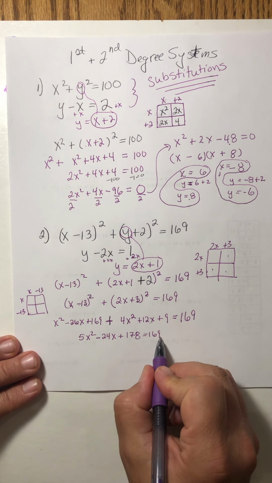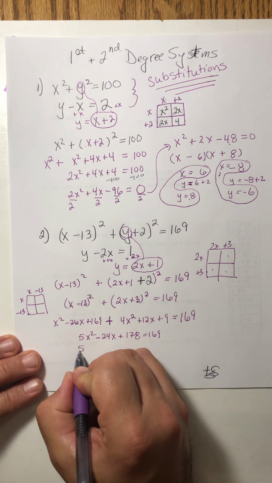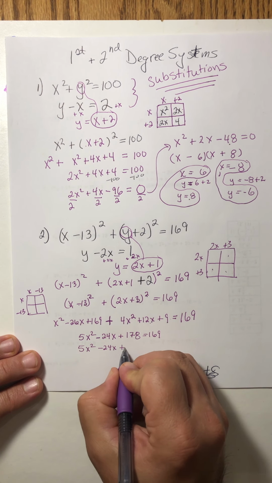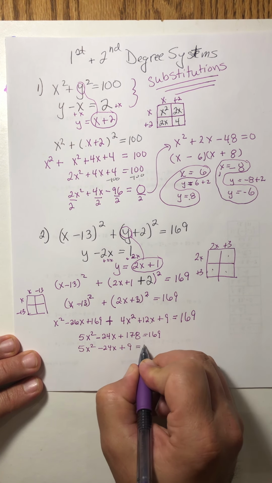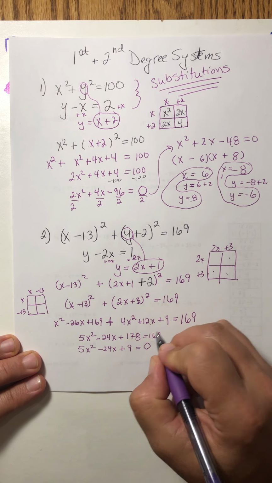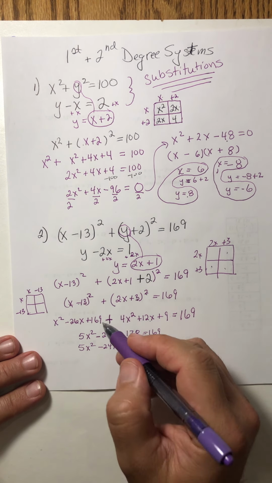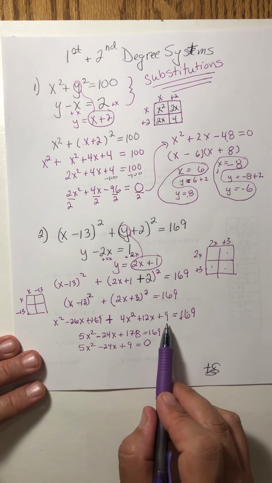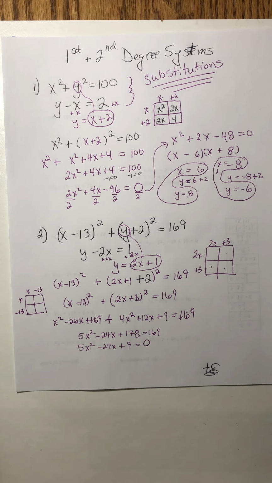And now I just subtract 169 from both sides. So we have 5x squared minus 24x plus 9 equals 0. In other words, I could have just canceled the 169 and the 169, and we would have just had 9. Okay.